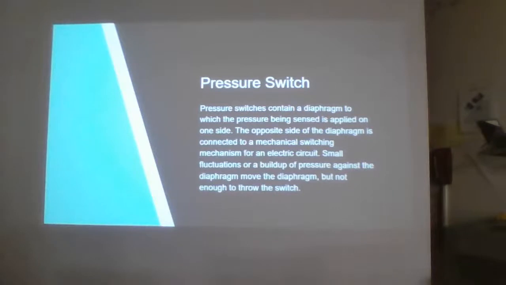The opposite side of the diaphragm is connected to a mechanical switching mechanism for an electric circuit. Small fluctuations or a buildup of pressure against the diaphragm move the diaphragm, but not enough to throw the switch. Okay, so that's some simple construction of the operation of the pressure switch.